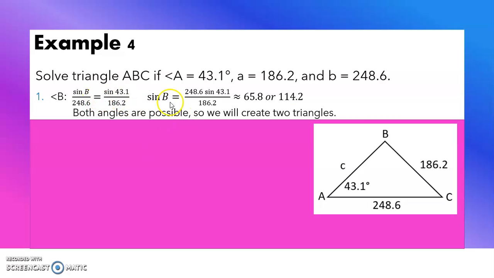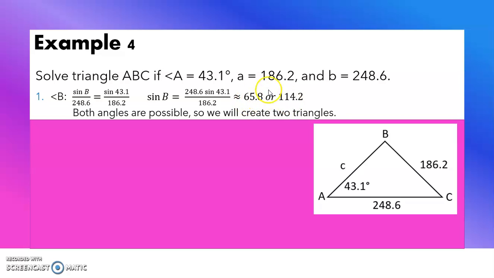So for angle B, I found out that I could get 65.8 for one angle. Now, remember, we always check both angles. I would do 180 minus 65.8 to get 114.2. And both of these are actually possible because 114.2 plus 43.1 is not more than 180. It's not equal to 180 either. So it does work. It can create a triangle. So we need to do both options.